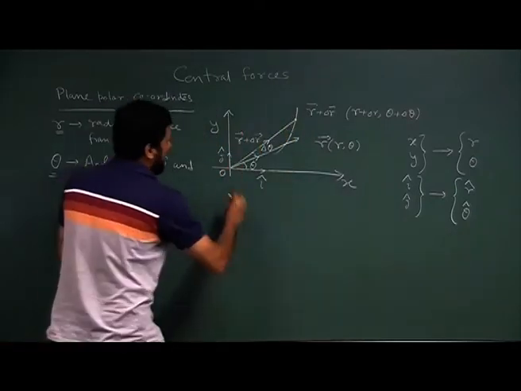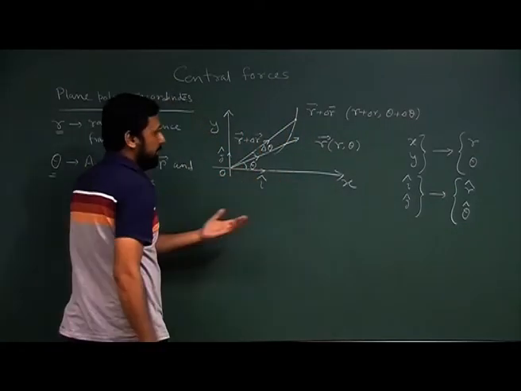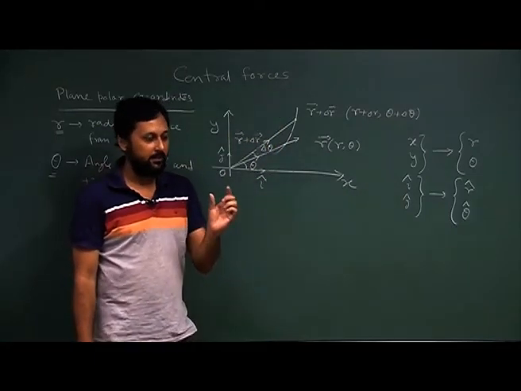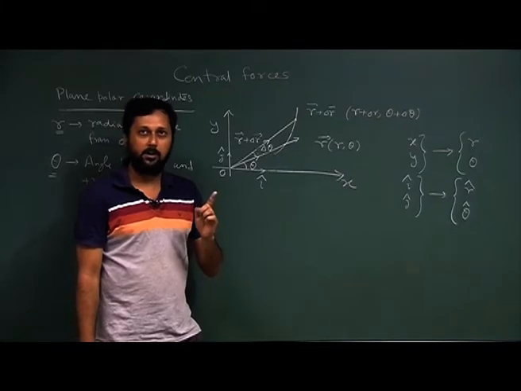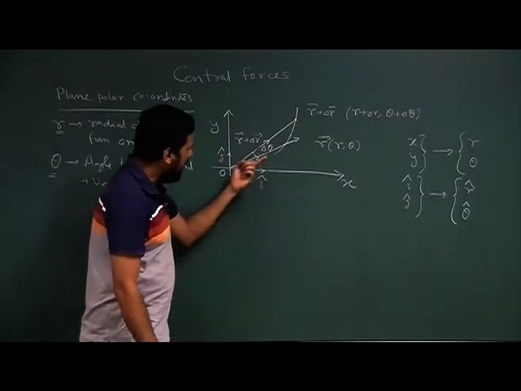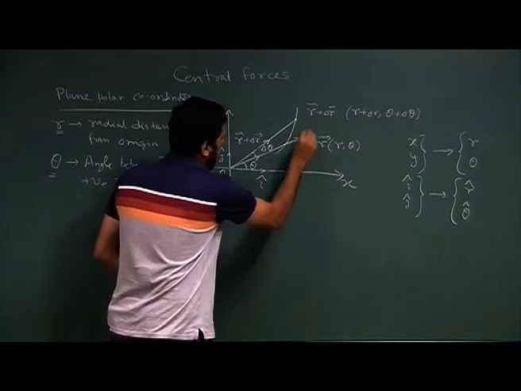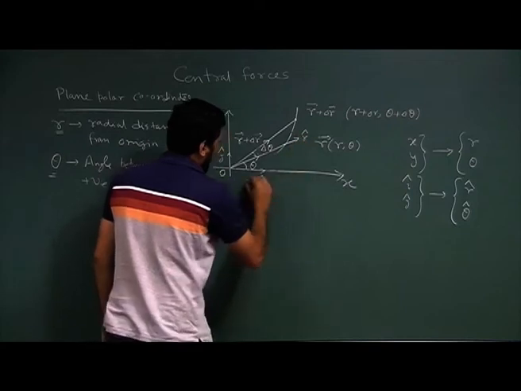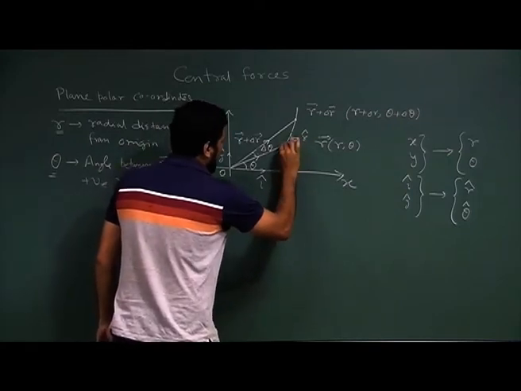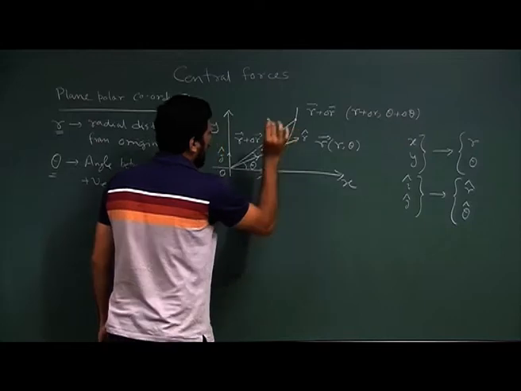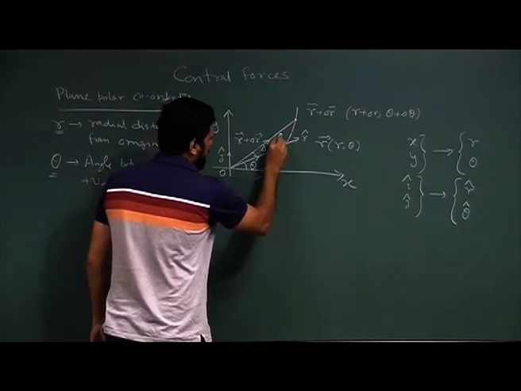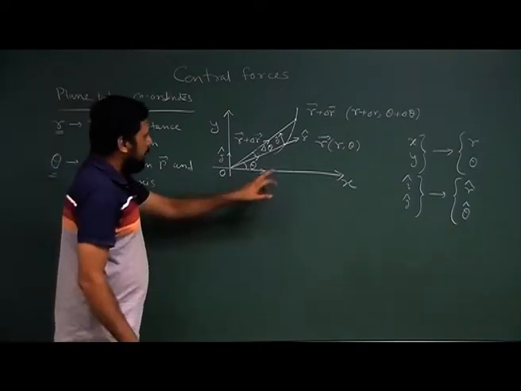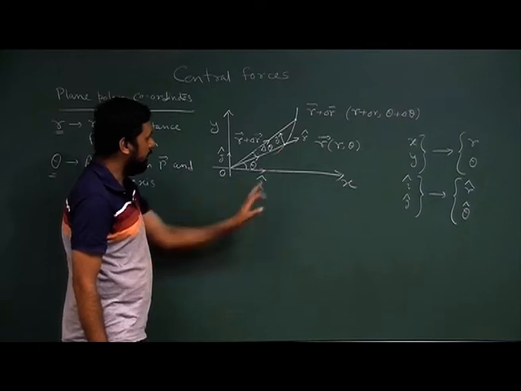Essentially, we know that by definition unit vectors are vectors of unit length pointing in a particular direction. So, in this case r cap points towards the radially outward direction, and theta cap points to a direction which is perpendicular to r cap. So, this is the direction of theta cap. Okay, fine. Now, what is so different about it?